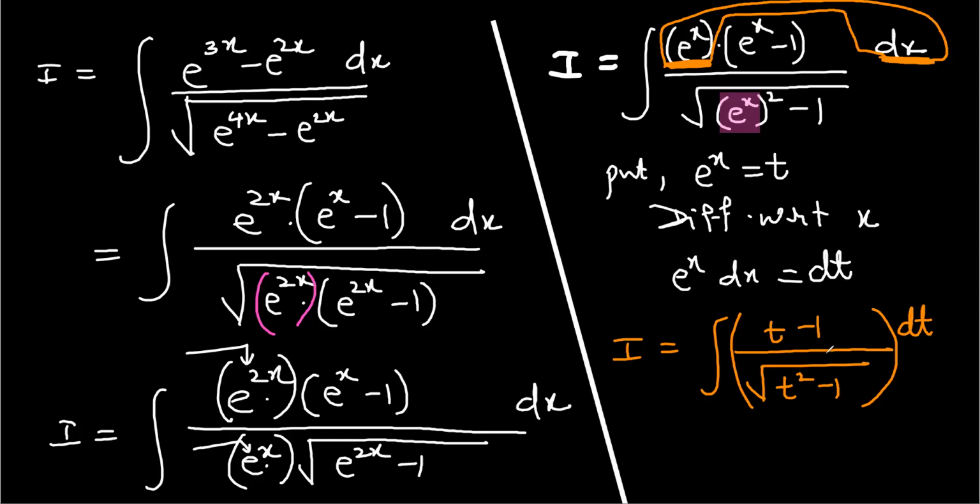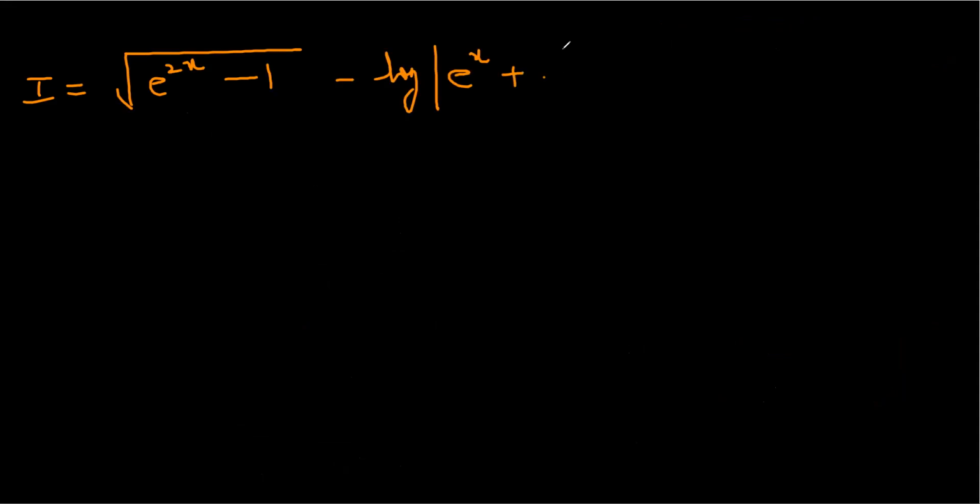The answer, when you will complete it, the answer that you will get for this problem is, I write the answer, you can tally it. The answer you will get is I equals to square root of e raised to 2x minus 1 minus log of mod of e raised to x plus square root of e raised to 2x minus 1 plus c. This is the final answer that you should get.